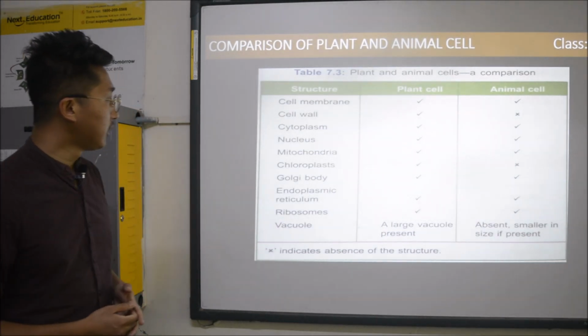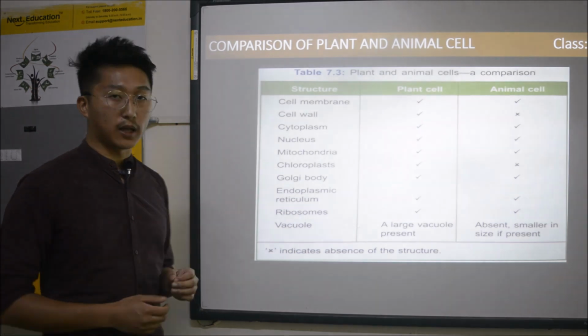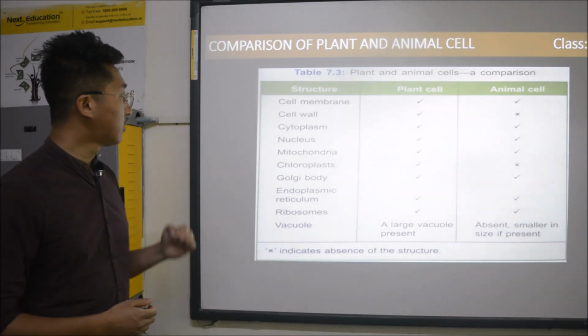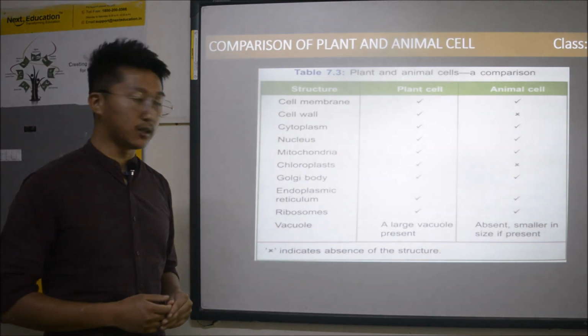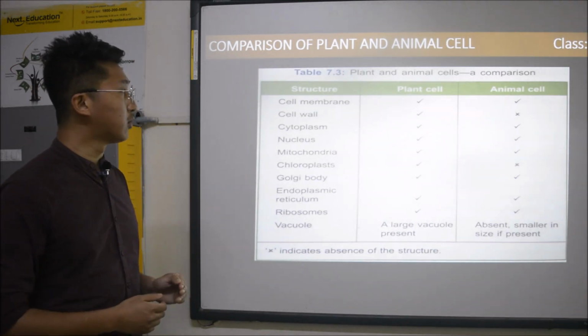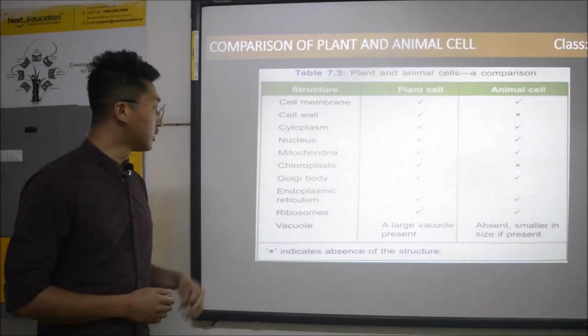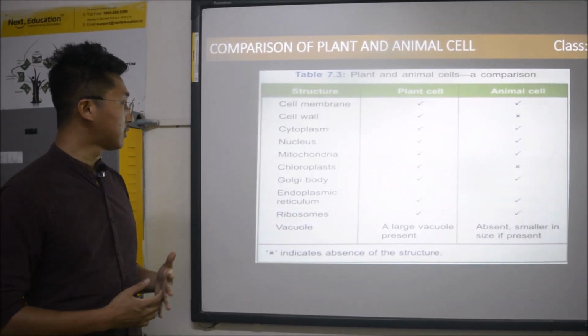The next organelle is the cytoplasm. The cytoplasm is present in both plant and animal cells. The next organelle is the nucleus. The nucleus is present in both plant cells and animal cells, both types of cells.